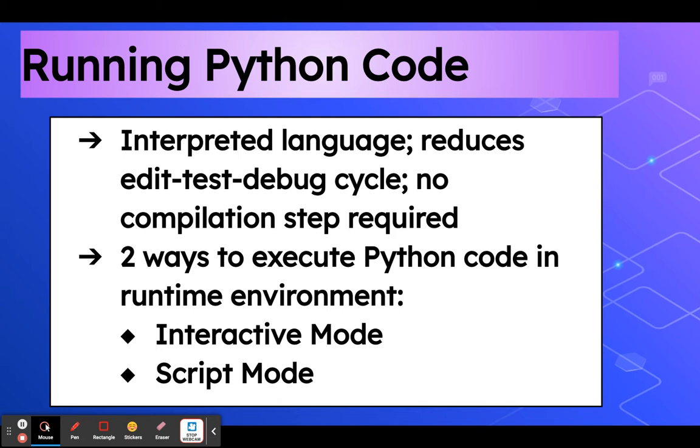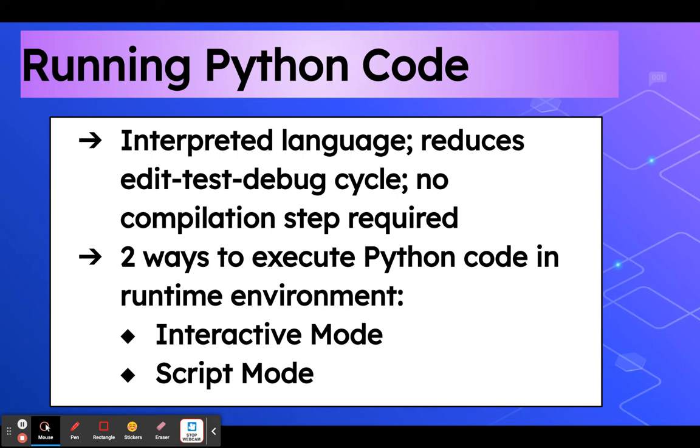So when you're running Python code, it's an interpreted language. That means it reduces the edit, test, bug cycle. So you don't have that as much. If you remember the program cycle that we were talking about in presentation number 1, this gets condensed with Python because it's a lot easier to program, and there are very few mistakes in the programming. That's because it's a very simple language.